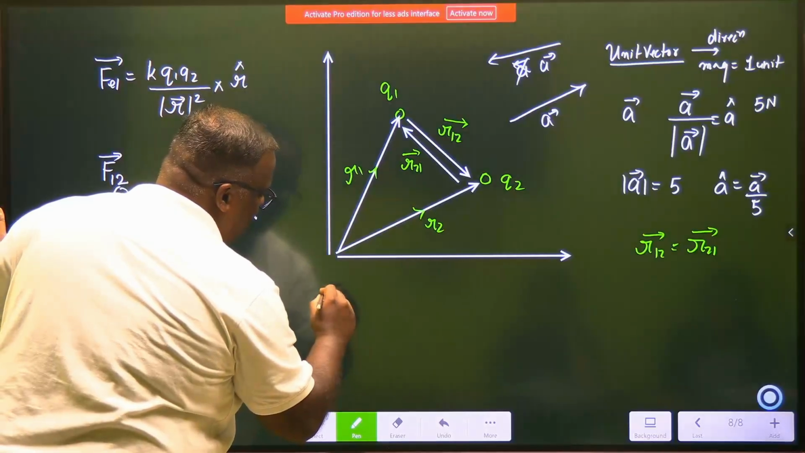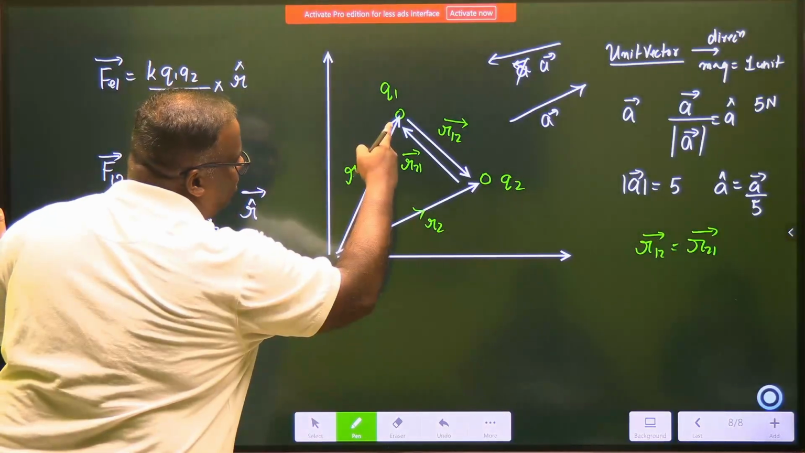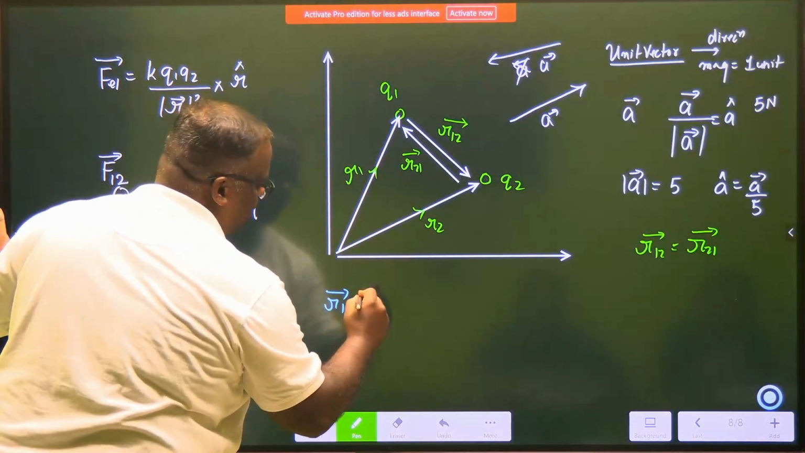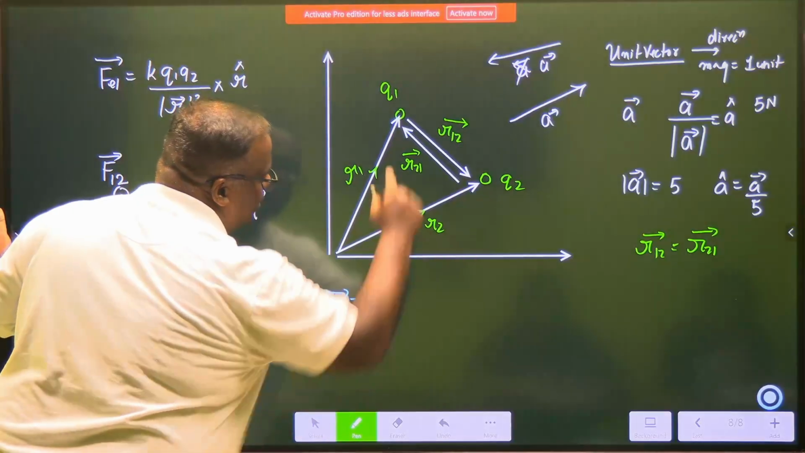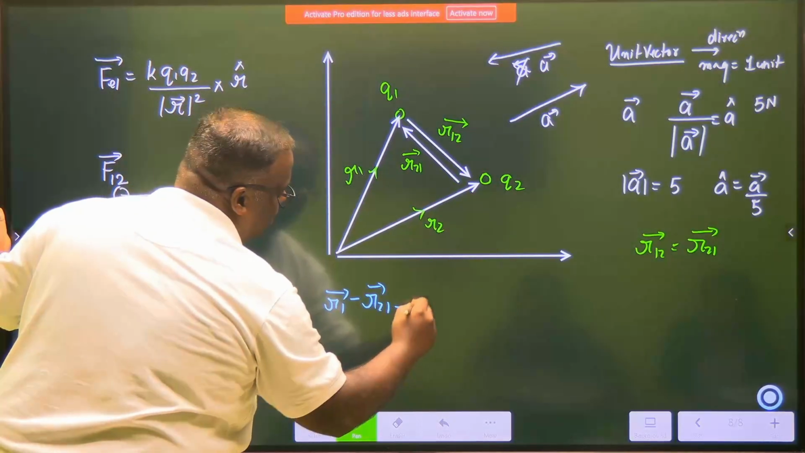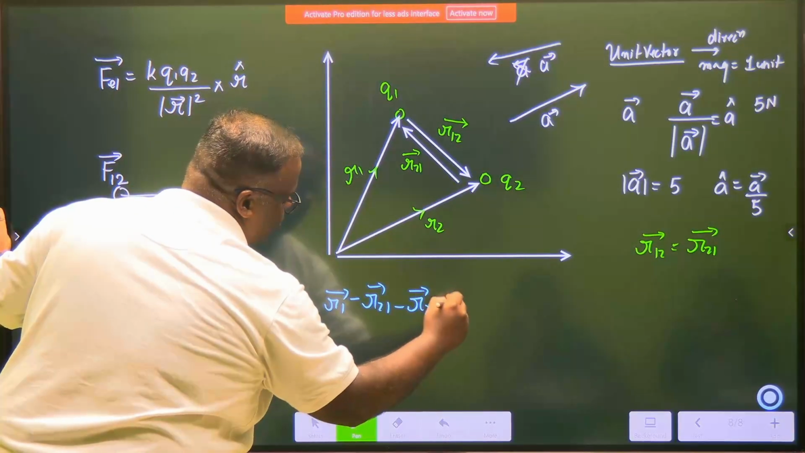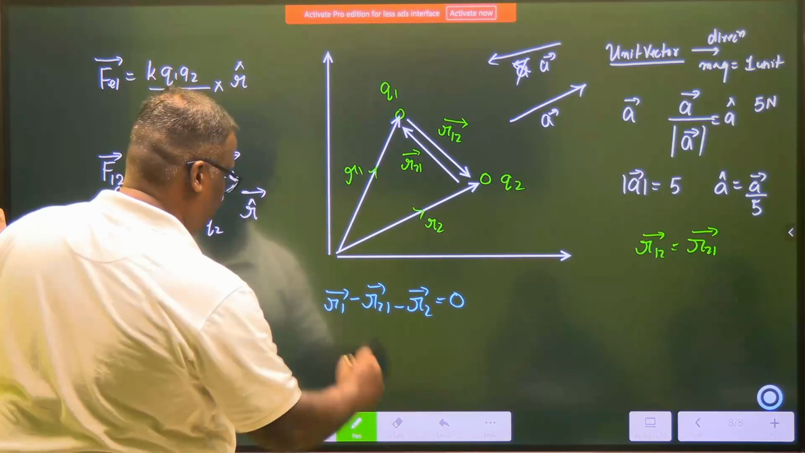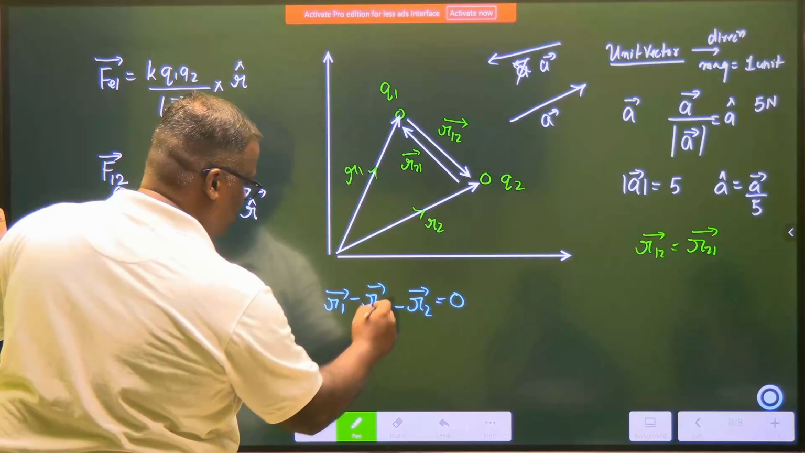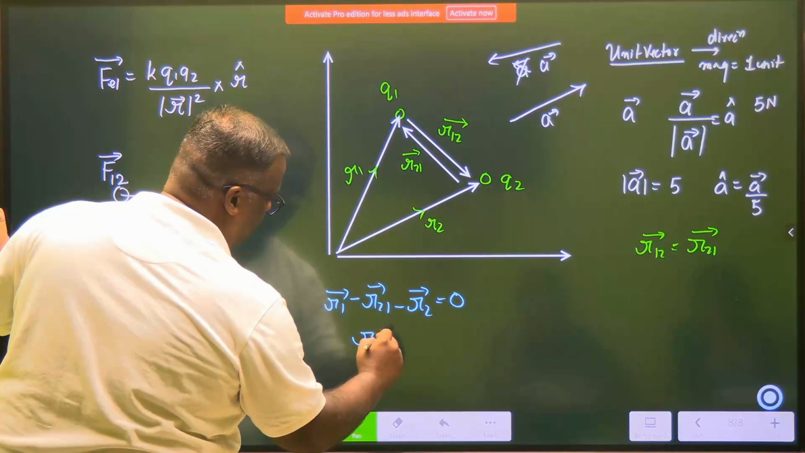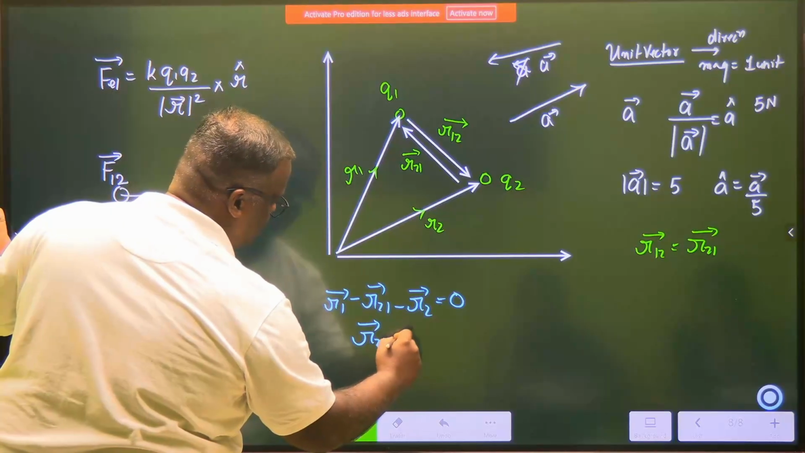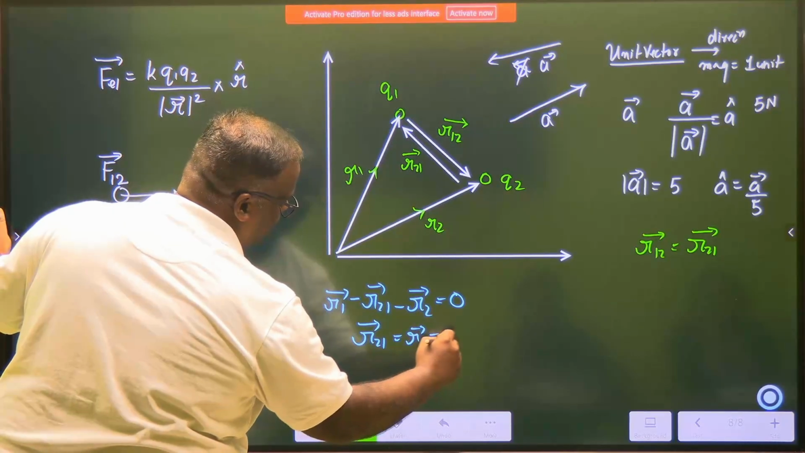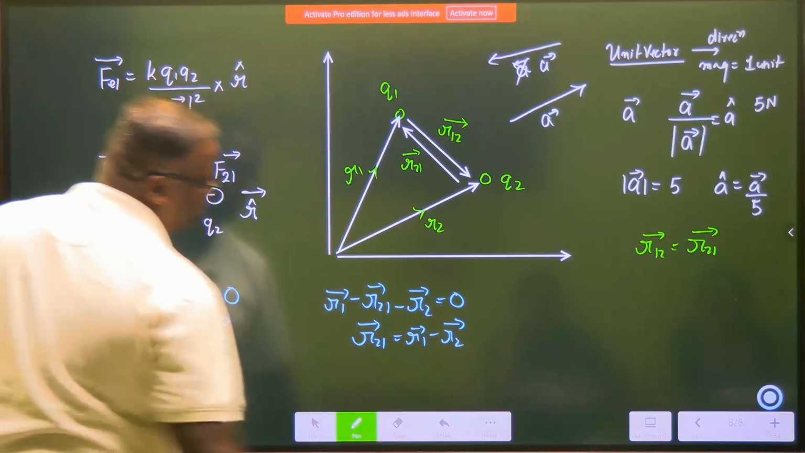Start. R1, obstruction. R21, obstruction. R2 is equal to 0. Agreed? So we found R. So let's take this one that side. R21 now, if you see, is R1 minus R2. Do you agree?